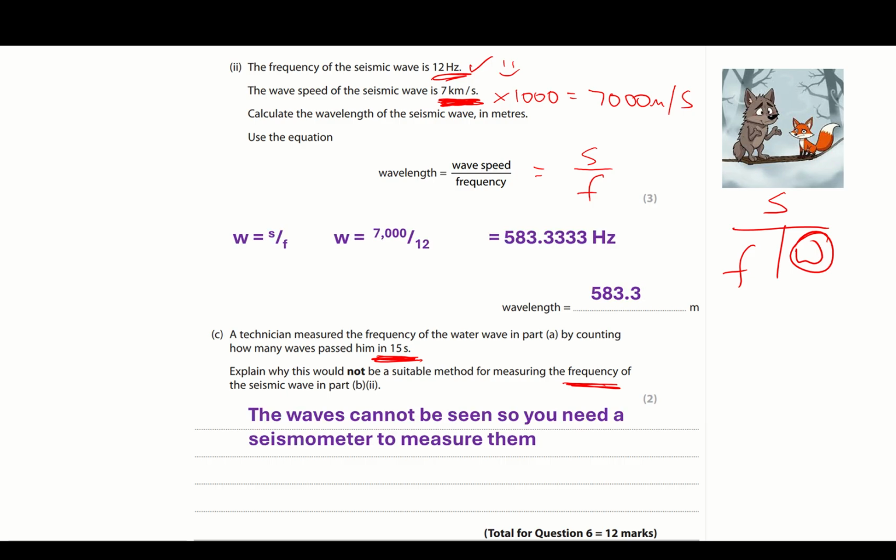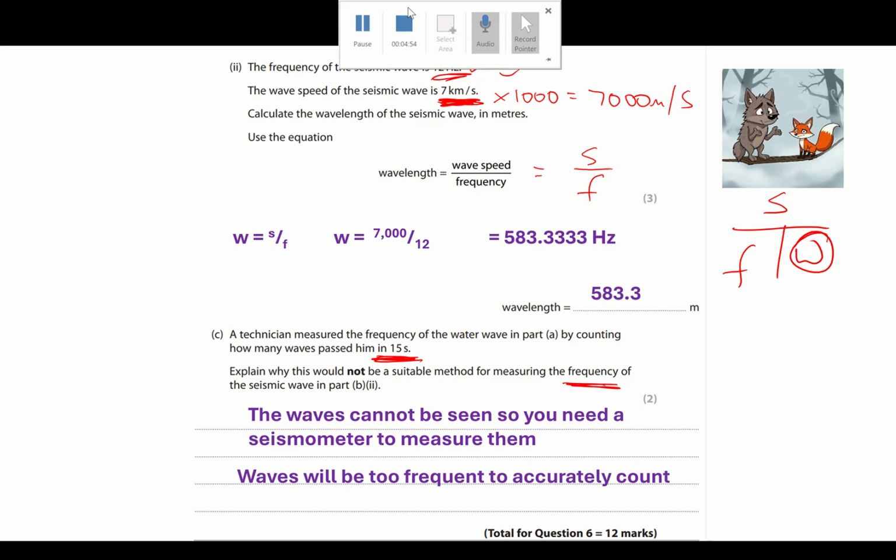So going on to this, the other part is you can't see these seismic waves. They're passing through the ground. You might feel a bit of a tremor, but you're not going to be able to see them. So the first part is you can't see them. I'm going to need a seismometer. I need something to measure seismic waves because I can't see them. You would get the mark for just saying you couldn't see them. They're in the ground. And the next part is, they're too frequent to accurately count. Done.